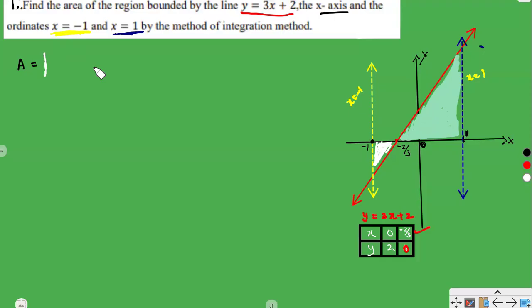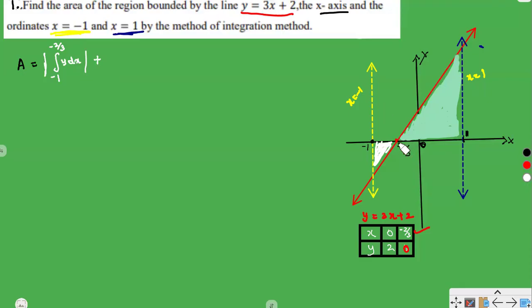Then, look at where the shaded region extends: from x equals minus 1 to x equals minus 2 by 3. So write the integral from x equals minus 1 to minus 2 by 3 of y dx, plus.